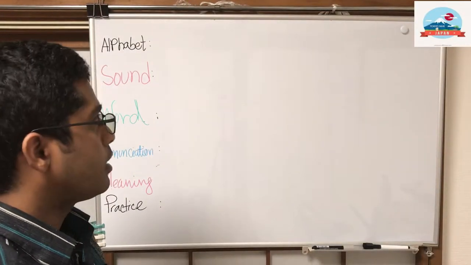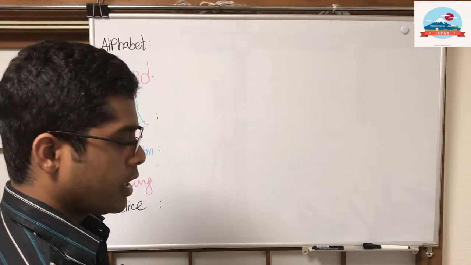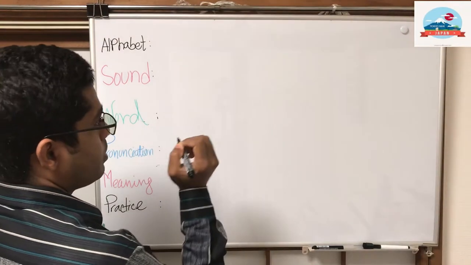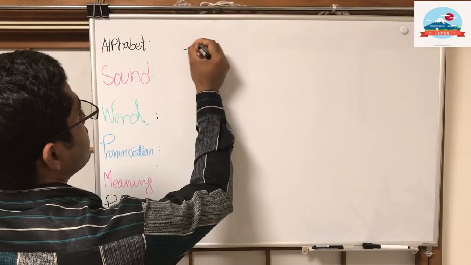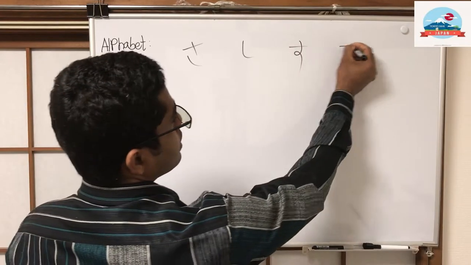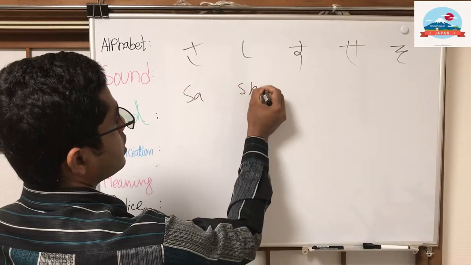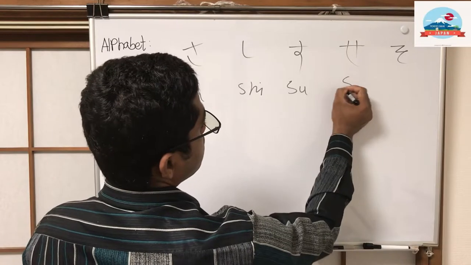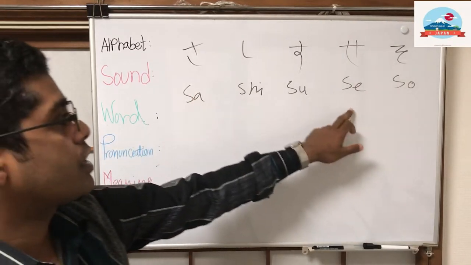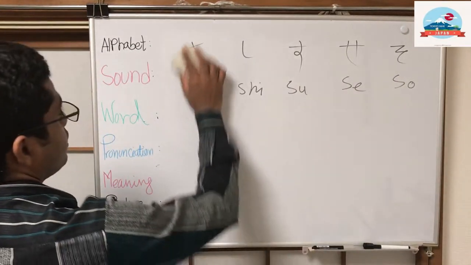Before starting the five alphabet, we'll just review, to memorize the previous five alphabet, okay. Before we learned sa, shi, su, se, so. Sa, shi, su, se, so. Okay. Today we learn the new five alphabet.